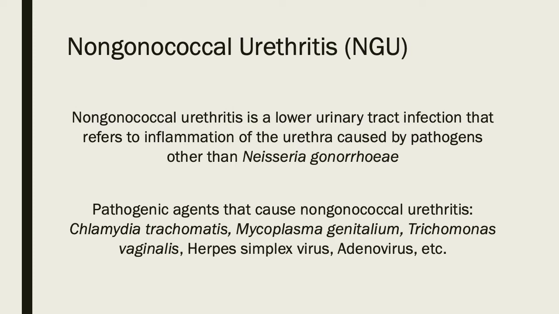Nongonococcal urethritis is a lower urinary tract infection that refers to inflammation of the urethra caused by pathogens other than Neisseria gonorrhoeae. Pathogens that cause nongonococcal urethritis include Chlamydia trachomatis, Mycoplasma genitalium, Trichomonas vaginalis, herpes simplex virus, adenovirus, and many more. For this presentation, though, I will only be talking about the sexually transmittable causative agent, Chlamydia trachomatis.